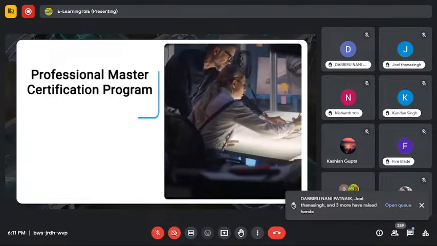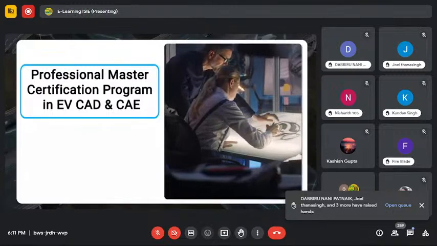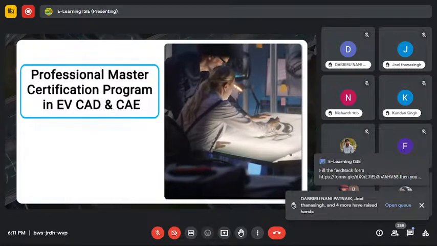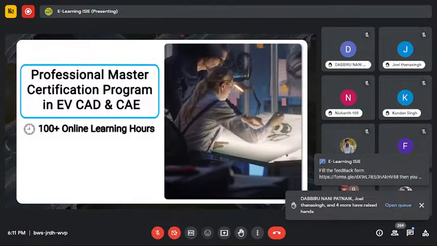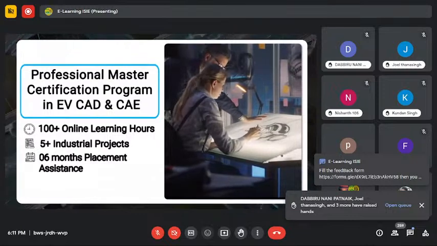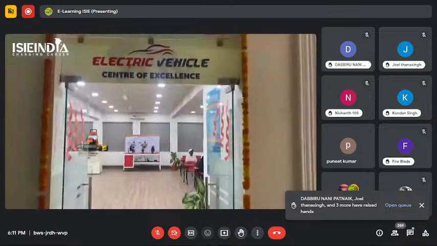Our professional master certification program in EV, CAD and CE is specially designed for undergraduate students to pave their career path by providing industry-relevant skills with 100 plus online learning hours and 5 plus hours of industrial projects. It is a 6-month placement assistance course with globally valid certification from NSDC, Government of India.